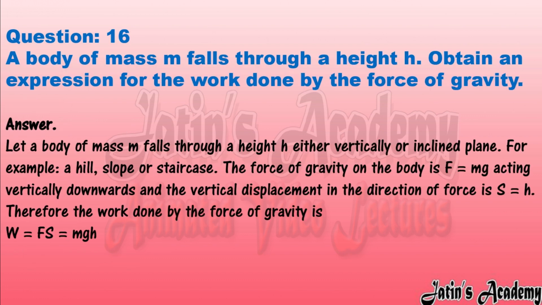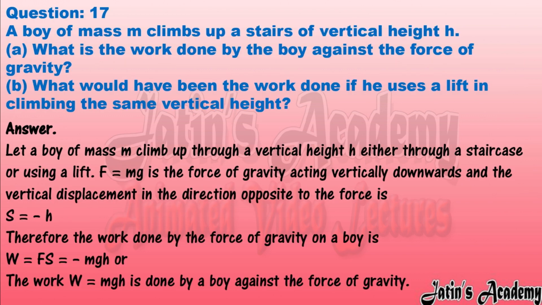Question 16. A body of mass m falls through a height h. Obtain an expression for the work done by the force of gravity. Answer. Let a body of mass m fall through a height h either vertically or on an inclined plane, for example, a hill, slope or staircase. The force of gravity on the body is F equal to mg acting vertically downwards and the vertical displacement in the direction of force is s equal to h. Therefore the work done by the force of gravity is W equal to Fs equal to mgh.